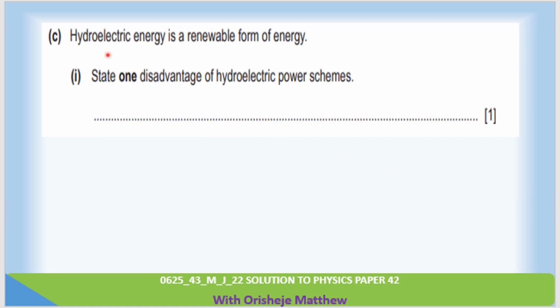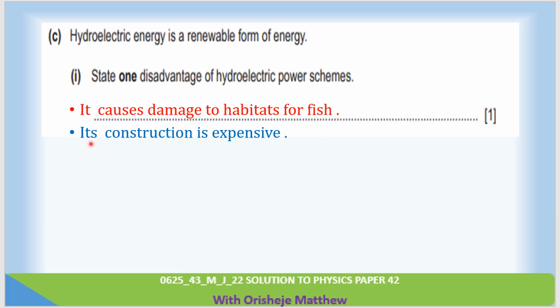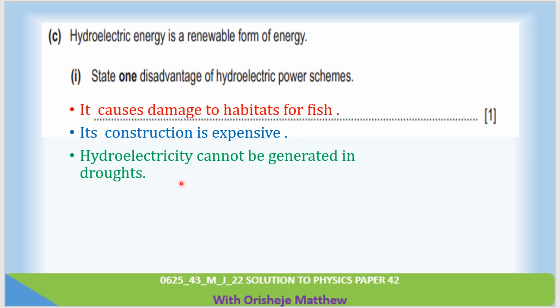The hydroelectric energy is a renewable form of energy. State one advantage of the hydro power scheme. State one disadvantage of the hydro power scheme. It causes damage to habitats. For example, it destroys the habitat of fish, because it obstructs their free movement because of the damming of the river. Its construction is expensive. Hydroelectricity cannot be generated in drought when there is no high volume of water, and it has a flood risk if the dam bursts.